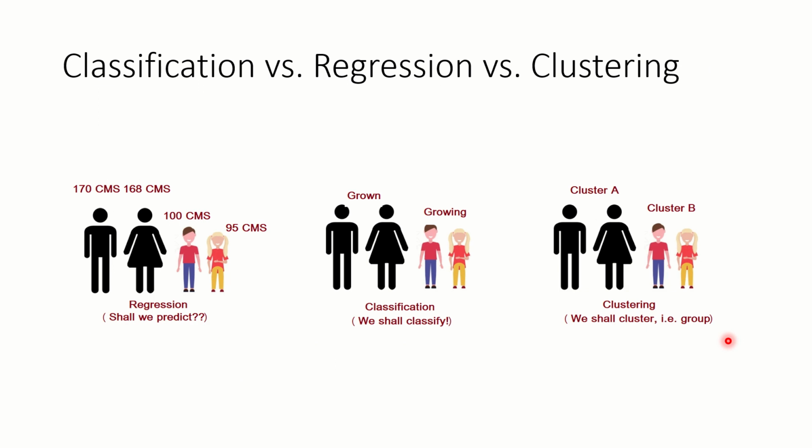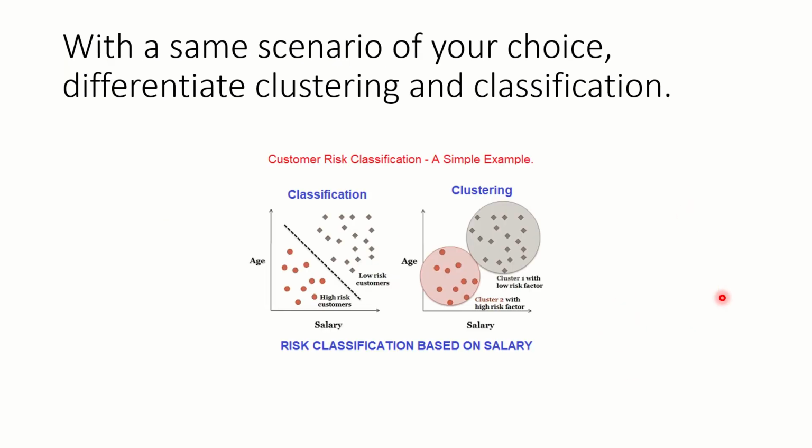Differentiate classification, regression, and clustering. You can see that here regression is all about prediction. I predict 170 centimeters, 168 centimeters, 195 for these 4 people. Classification, I am classifying them as grown or growing. Clustering, I group them into a cluster. You will cluster them. This is cluster A, this is cluster B. That's all. This is a very important question, and most interviewers ask this question.